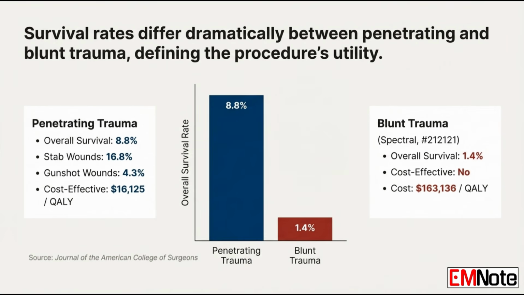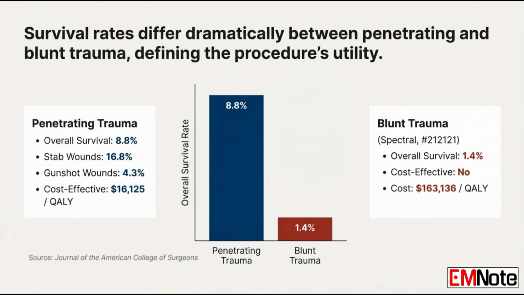A very good number. But then you look at blunt trauma. And what happens to the cost? It skyrockets. For blunt trauma, it's over $163,000 per QALY. Whoa. It's just not considered cost-effective. It's almost 10 times more expensive for the same health benefit. For a hospital system, that data basically built a strong case against even trying for most blunt trauma arrests.